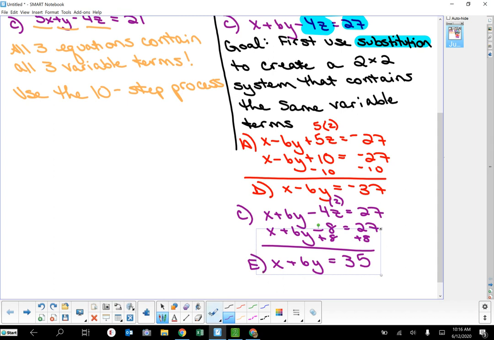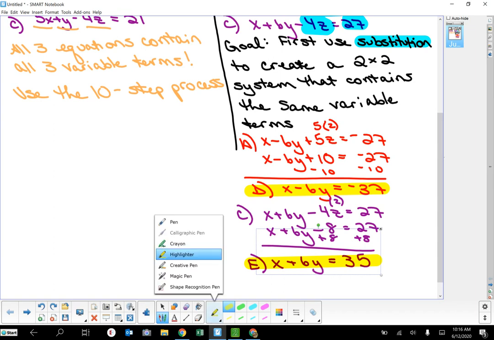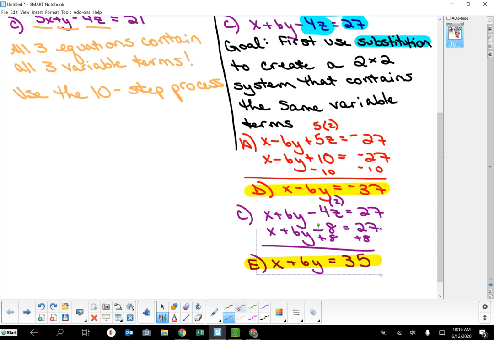So now I have where we ended up after like 6 steps yesterday. I have equation D and I have equation E. So what I'm going to do is stack those on top of each other over on the left-hand side over here. So equation D is x minus 6y equals negative 37. Equation E is x plus 6y equals 35.